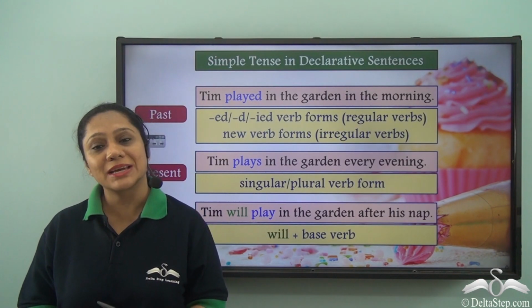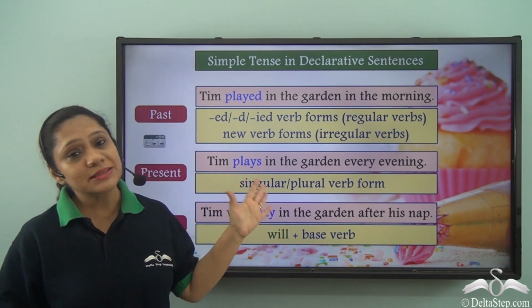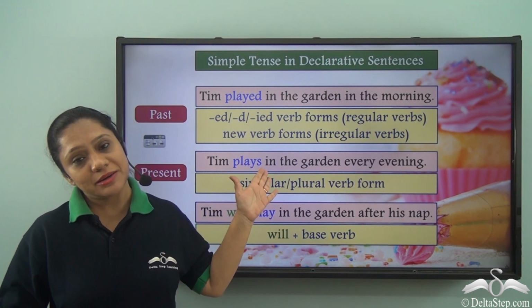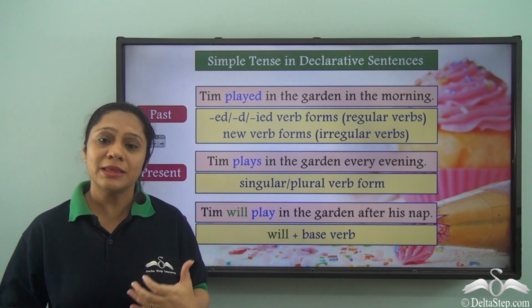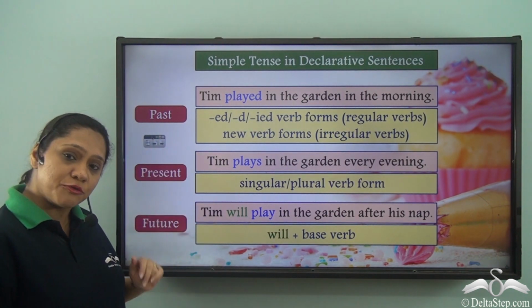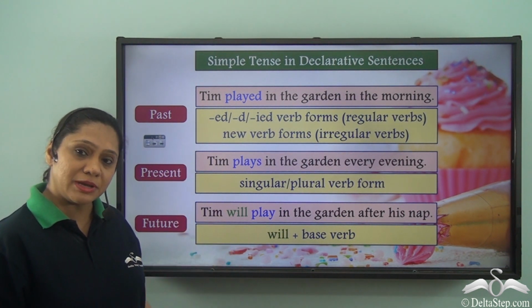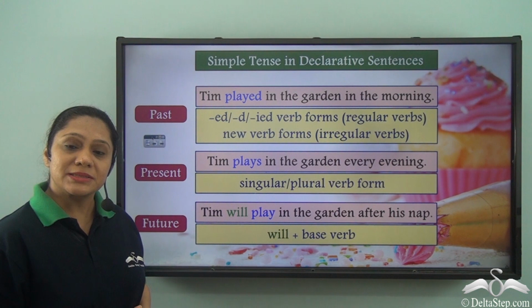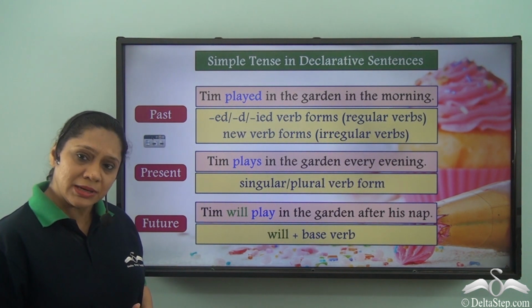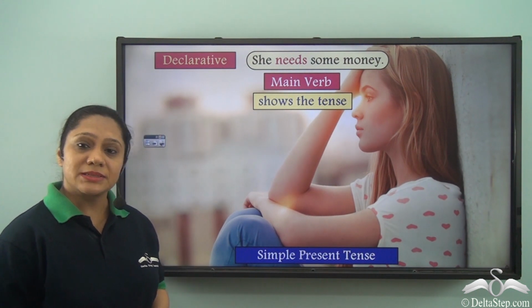We have already worked extensively with tenses, and as you can see here, this slide has three declarative sentences portraying the simple tense in the past, present and the future. It also shows the various verb forms for each. You can pause the presentation and go through it in detail.